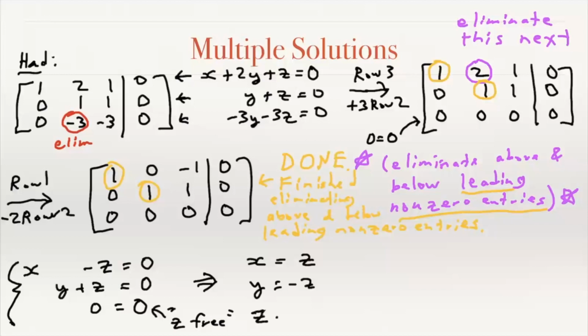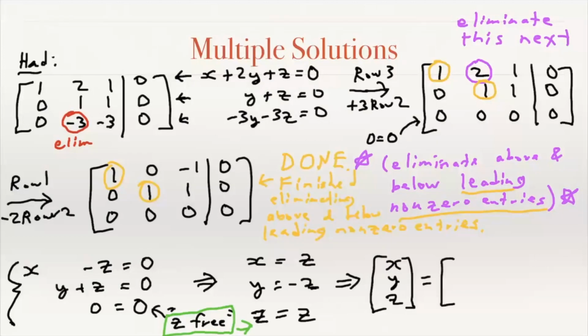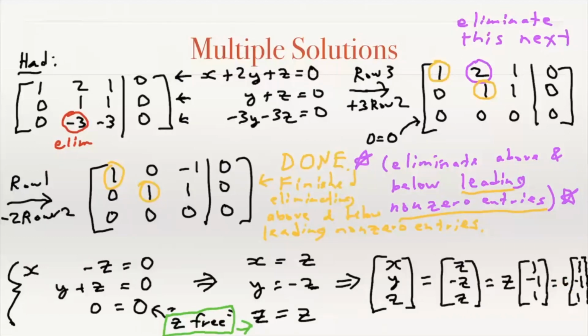Z being free means that z is z. And this is important to write down. It may not seem like much, but what this allows us to do is put brackets around both sides, and we get that the solution vector x, y, z is the same as z, negative z, z, and then we can pull out the z, so that it's z times 1, negative 1, 1. We typically replace that arbitrary variable with a constant like c, and we say that the general solution is c times 1, negative 1, 1. So c is an arbitrary constant, it's a free slider.